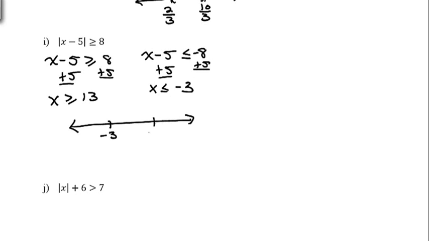So we have negative 3 and 13 on our number line. The first one says x is greater than or equal to 13, so that's the outside, and x is less than or equal to negative 3, so square bracket and everything to the left. So our solution is from negative infinity to negative 3, square bracket, union, square bracket, 13 up to positive infinity.